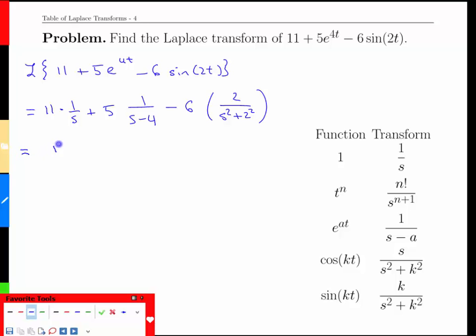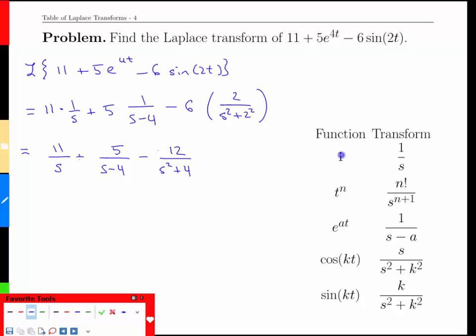And again, we can tidy that up. That'd be 11 over s plus 5 over s minus 4, minus 12 over s squared plus 4. And so we discover that transforming functions that have been pre-computed or whose transforms have been pre-computed is a fairly straightforward process. There are some wrinkles that will come up, but if this process is making sense so far, then you're off to a good start.